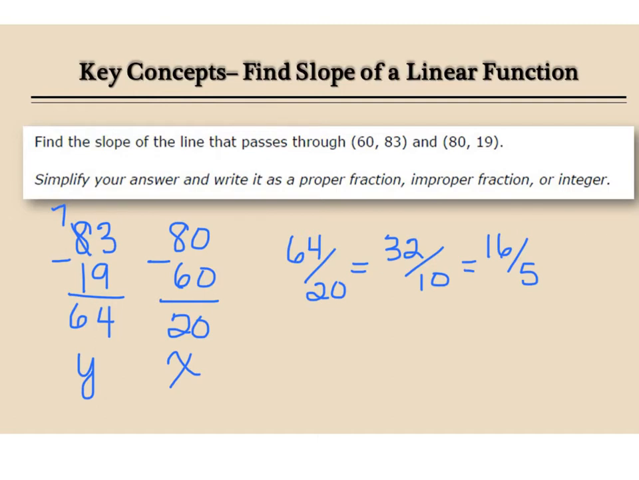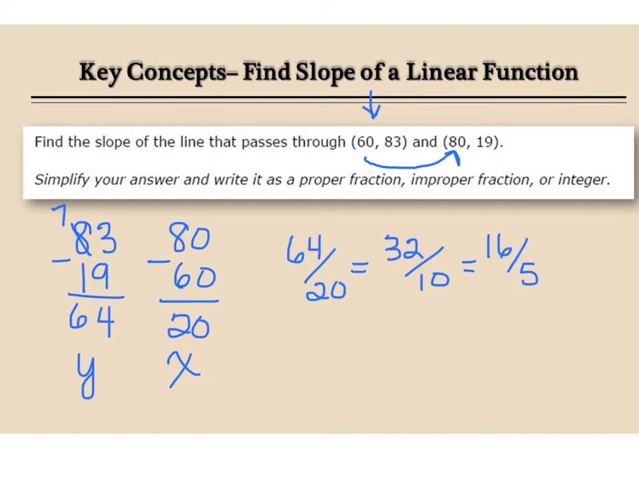But I need to know, is this a positive or a negative slope? Here's how you tell. It doesn't matter whether I do x's first or y's first, but I'm going to always start with this first point. I look at my x. I start at 60 and I go to 80. I'm going up in value. From 60 to 80, I'm going to a bigger number.